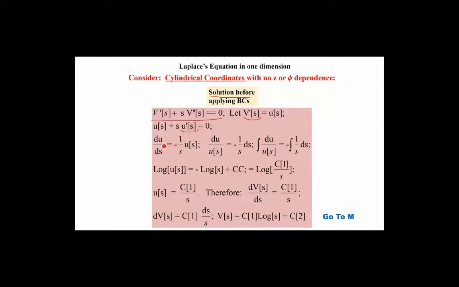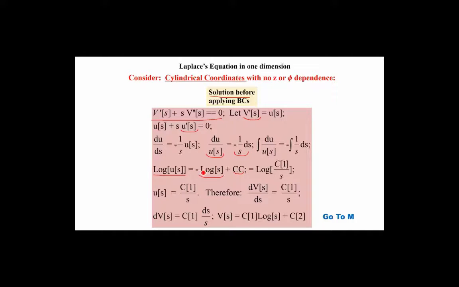You can then separate this by bringing the u of s over here and the ds over here. So here's our u dependence over here, and here's our s dependence. So we integrate this side with respect to u, and we integrate this side with respect to s. Doing that, you can see we get logarithms. So the left-hand side is the log of u, and the second side is minus log of s plus a constant. Well, if we represent this constant as the log of another constant, we'll have the summation of logs, where this has a minus sign.